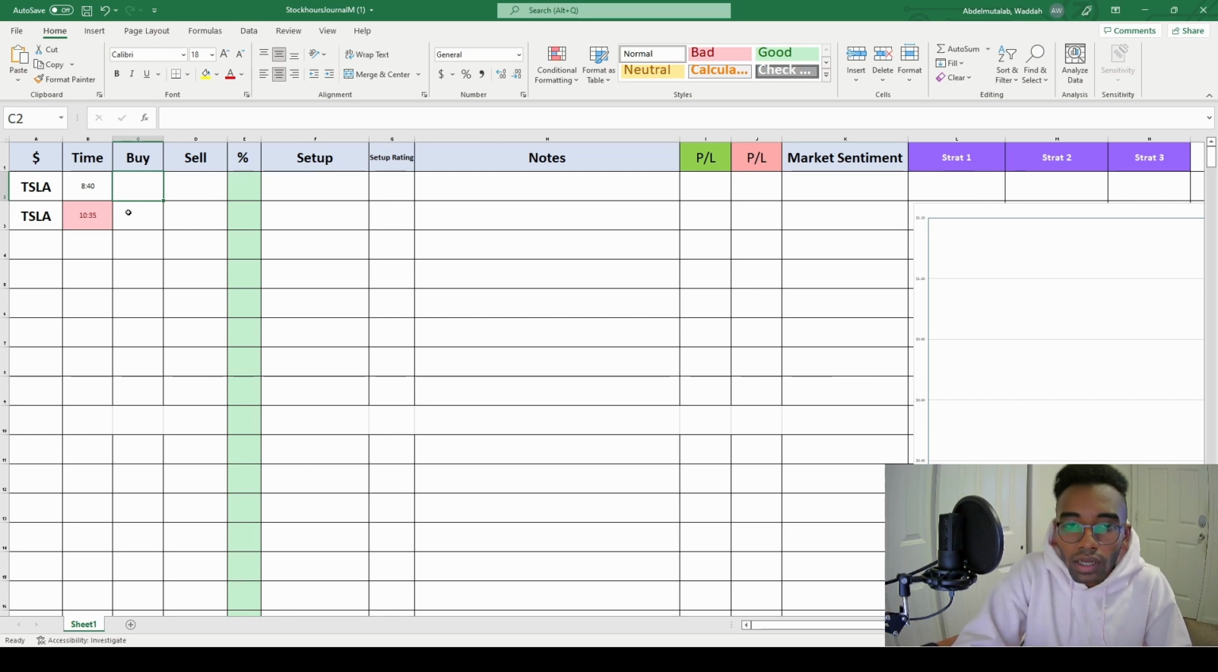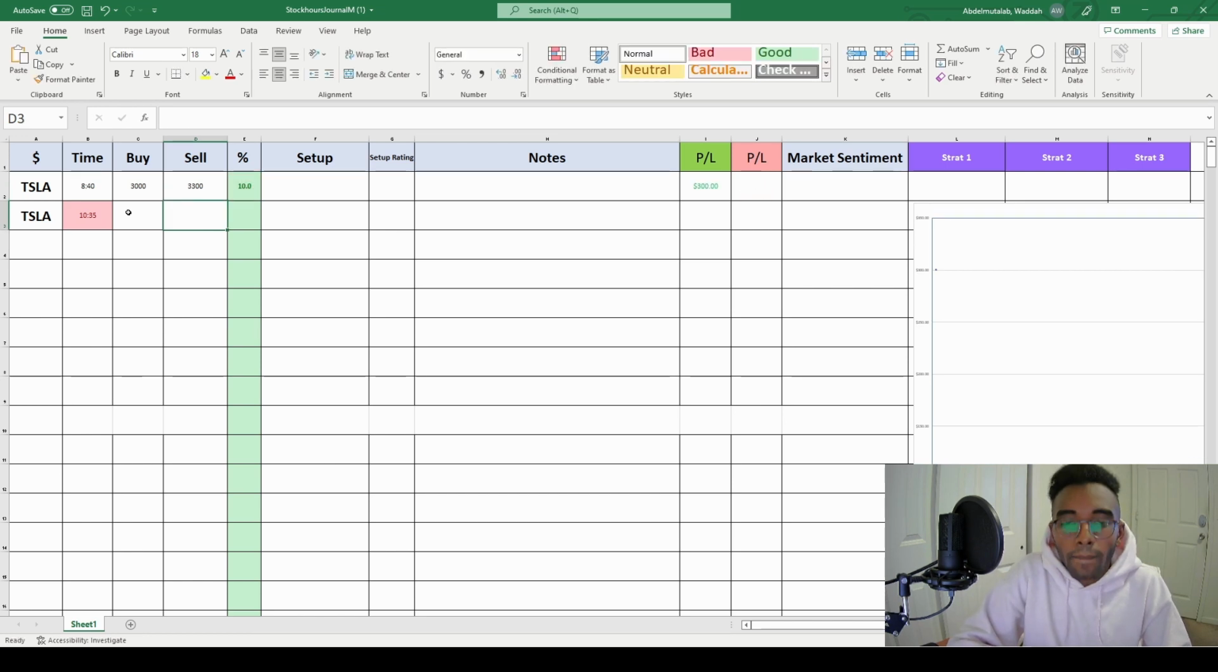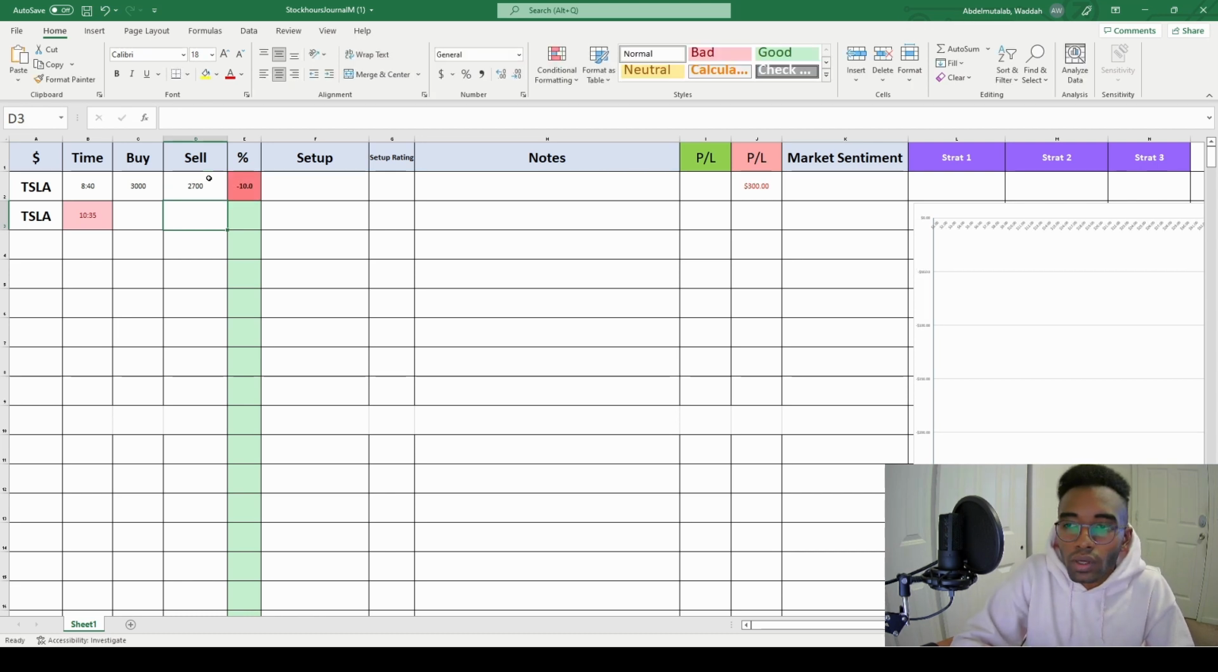Now, for instance, let's pretend here that my buy was 3k, and my sell was 3300, so a 10% gain. Now it will automatically set that percent gain or loss for me, and if it were to be a loss, then it would be set to a red percentage with a red P&L.